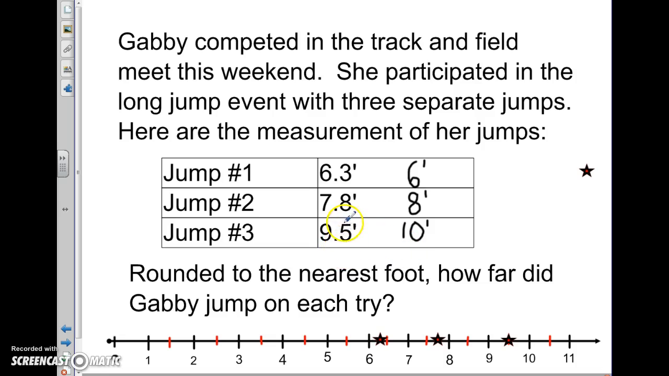So if it's a 5, 6, 7, 8, or 9 in the place value to the right, this digit will go up 1. And if it is 0, 1, 2, 3, or 4, then this digit will stay the same. And that is how you round with decimals.